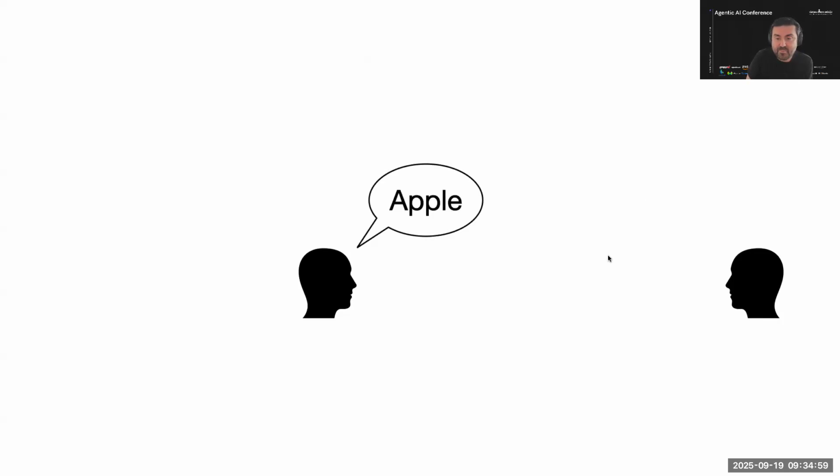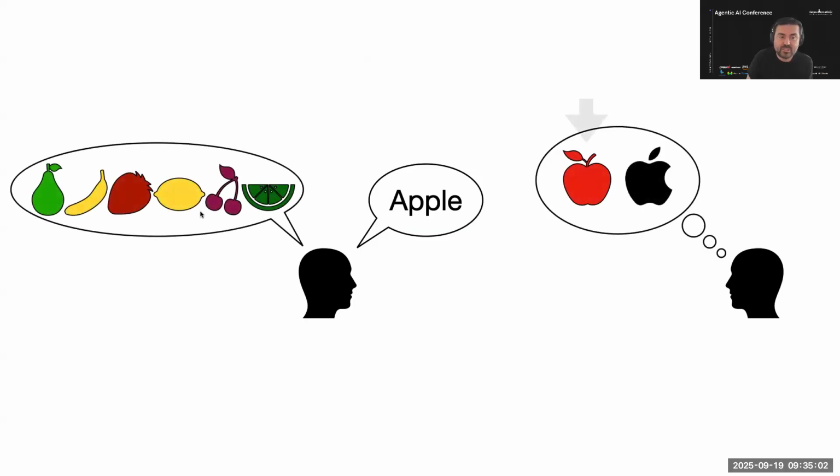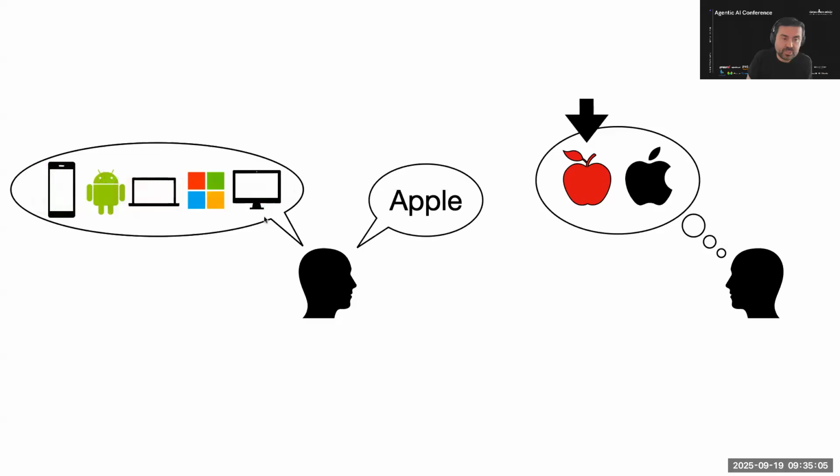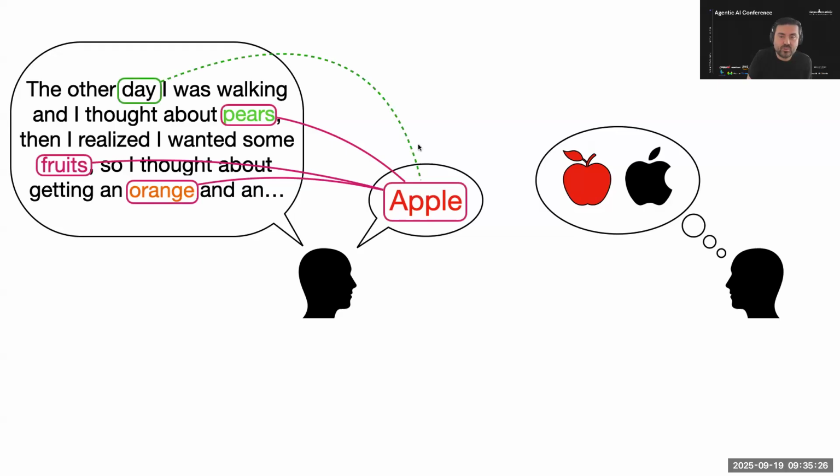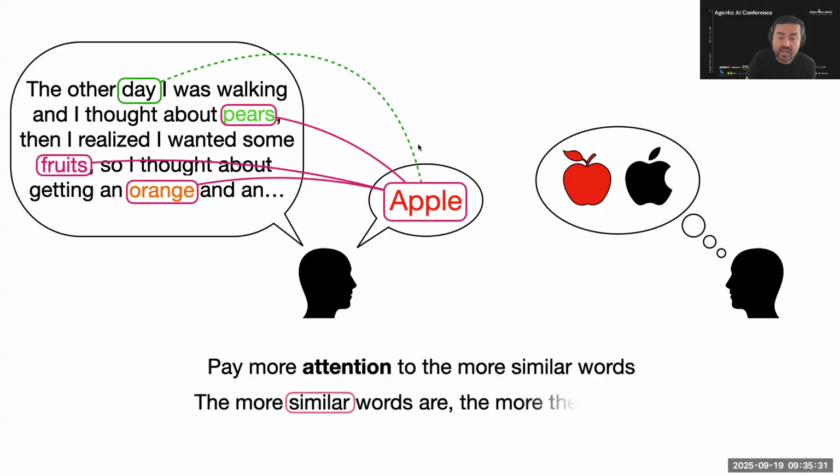As I said, if I say apple, you don't know what I'm talking about. But if I've been talking about fruits, then you know it's this. And if I've been talking about computer terms, then it's this one. And here's the thing. Let's say this is my context: the other day I was walking and I thought about pear, then I realized I want some fruit. So I thought about getting an orange. What you want to pay attention to is words that are similar to apple. So I have a strong attention to these ones and a weak one to others, right? So you pay more attention to more similar words. So the more similar words are, the more they're going to pull each other.